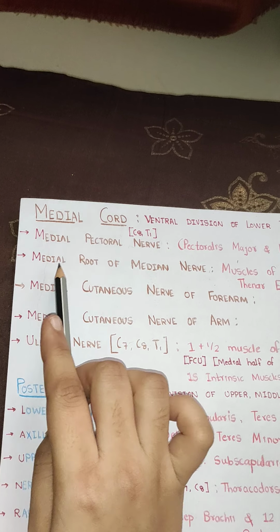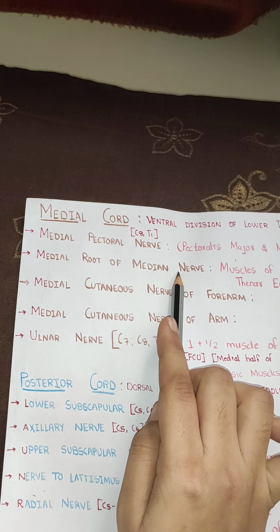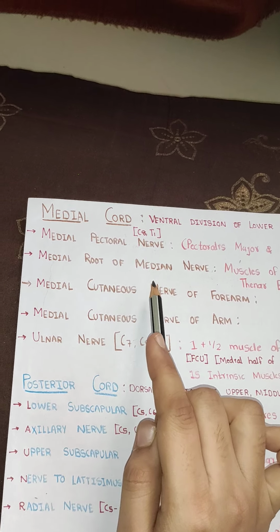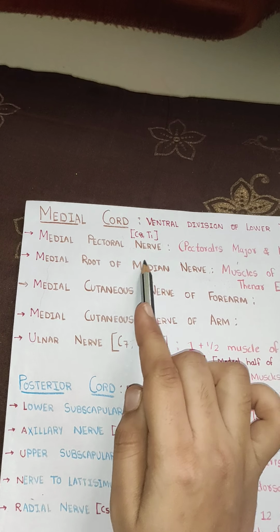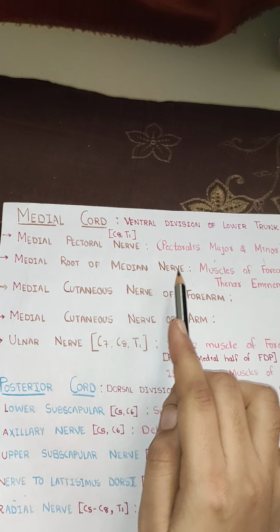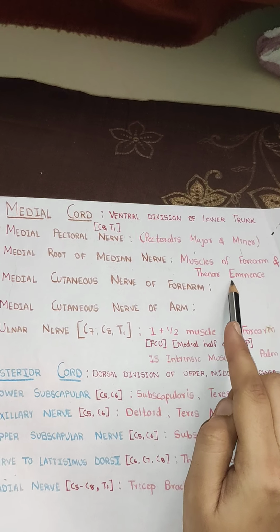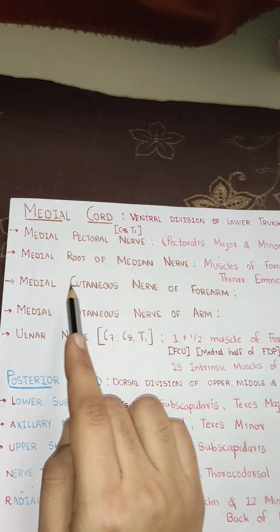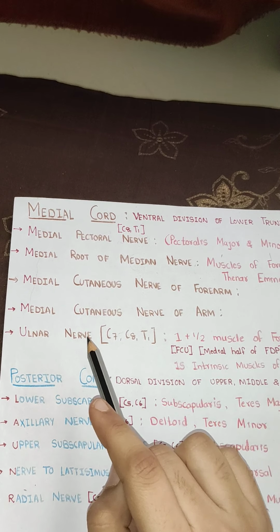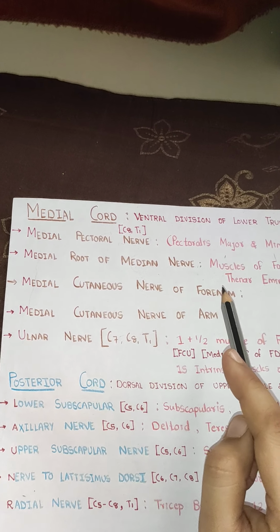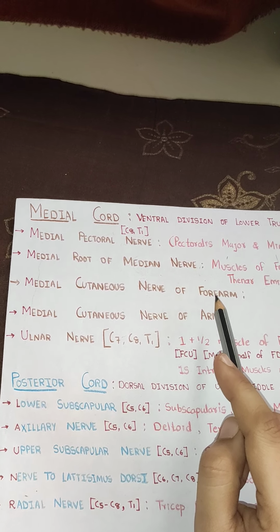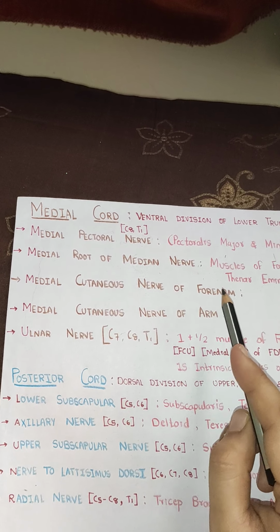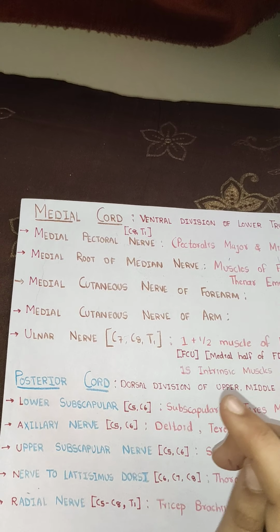Then, medial root of median nerve. With lateral root of median nerve, it will form the median nerve, which will supply the muscles of forearm and thenar eminence. Now, medial cutaneous nerve of arm and medial cutaneous nerve of forearm. They carry sensation from the skin of arm and forearm respectively.